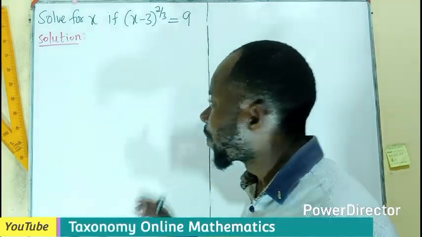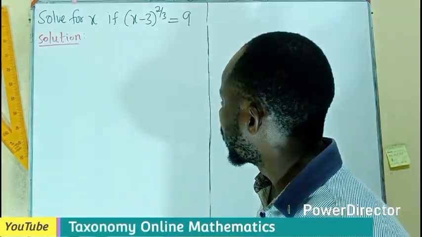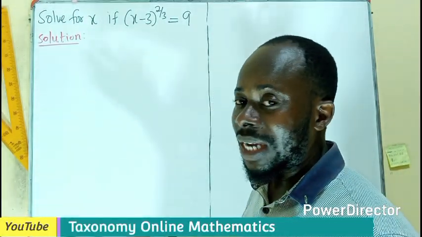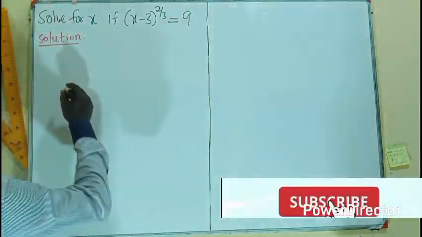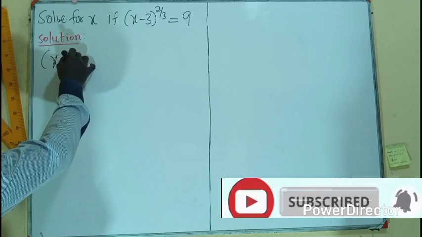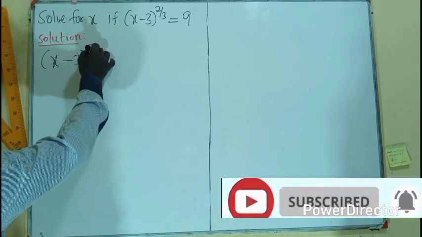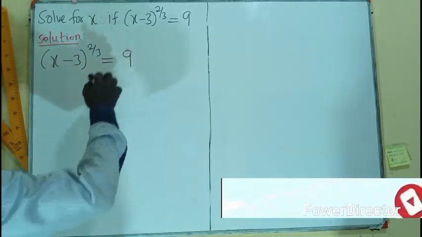Hello, welcome. We are having an equation with rational exponent. Let's see how we can do that. This is (x - 3)^(2/3) = 9.